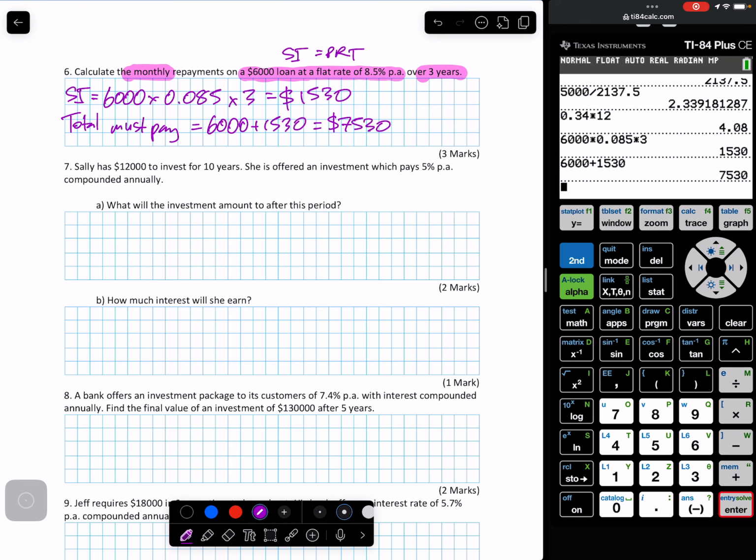How many months are there in 3 years? 12 times 3, 36. So the loan is $7,530 divided by 36 payments. This calculator is not sensitive. $7,530 divided by 36 is going to come to $209.17 to 2 decimal points per month.